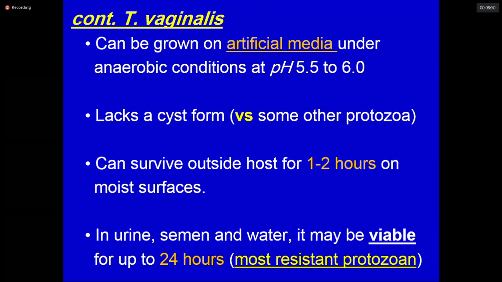It can survive outside the host for 1 to 2 hours, but it should be on moist surfaces, not dry surfaces. On dry surfaces, they will die within a few minutes. In urine, semen, or water, they can be viable for 24 hours. You can say that Trichomonas vaginalis is the most resistant protozoan; it can resist these environmental factors.